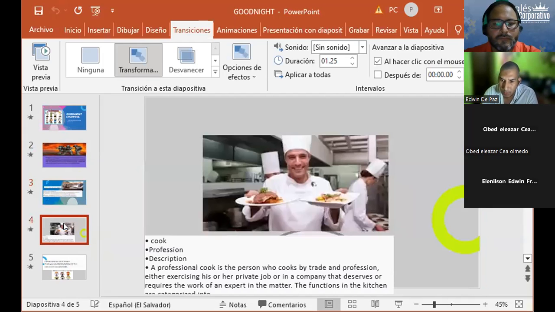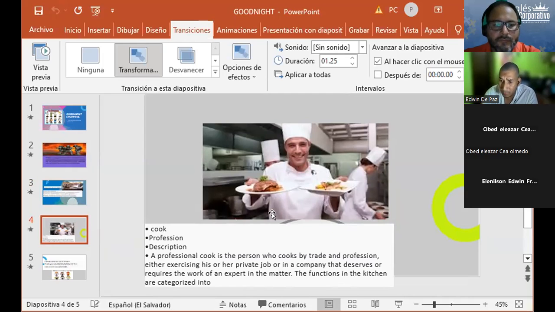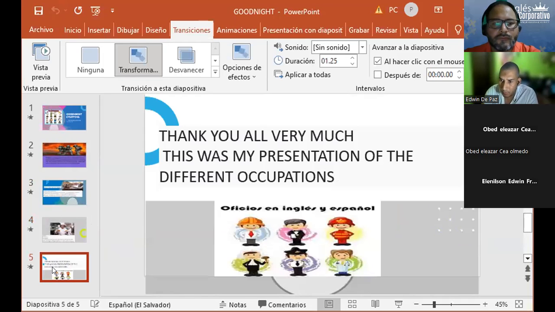The third: cook, profession and description. A professional cook is the person who cooks as a trade and profession, exercising it in a private job or in a company where the service requires the work of an expert in the matter. The functions in the kitchen are categorized into. Thank you all very much.